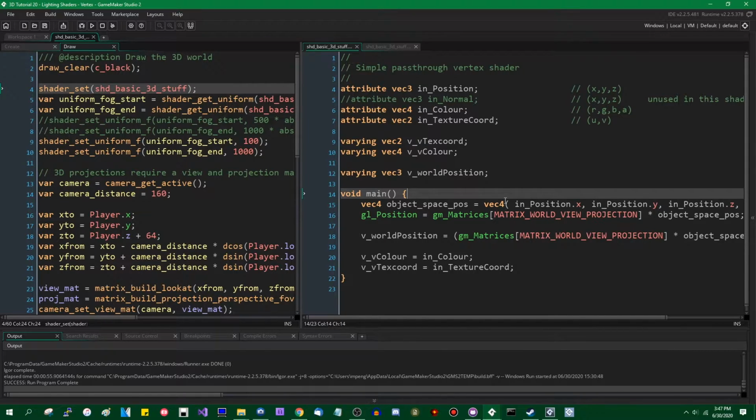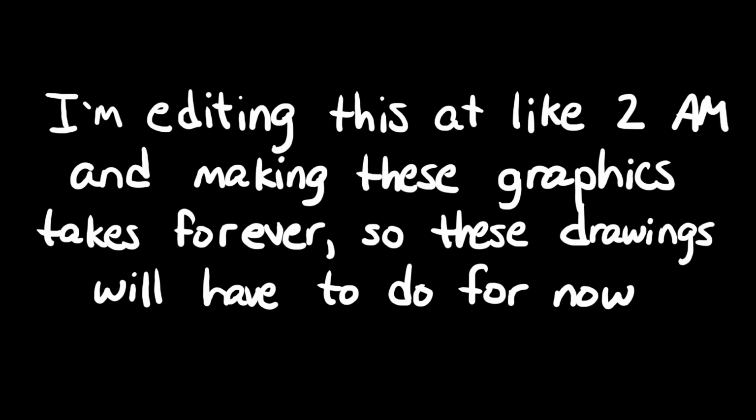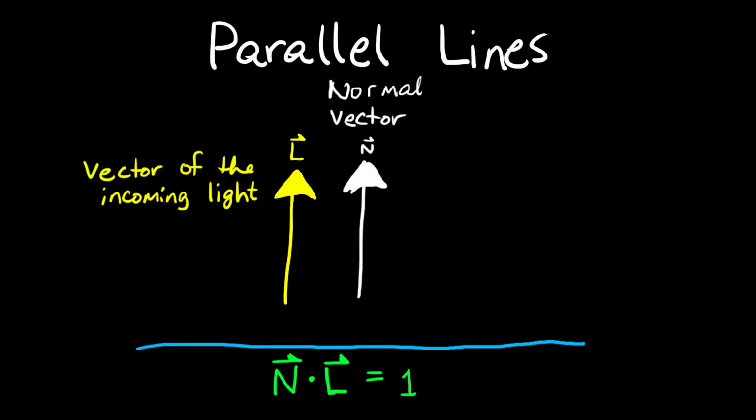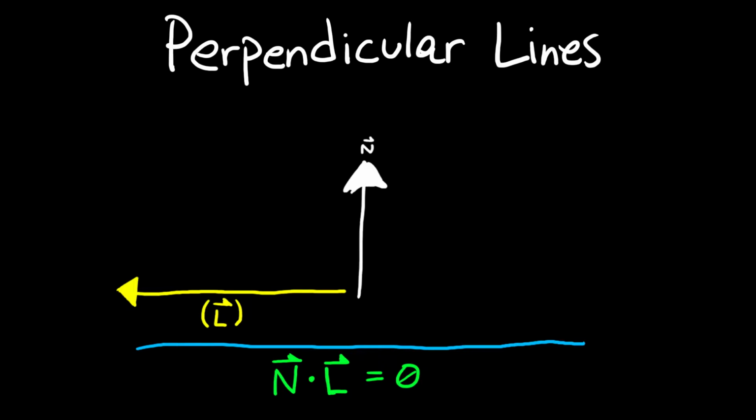Anyway, as I was saying, the dot product will return information about the relationship between two vectors, about the angle formed by two vectors. If the two vectors are pointing in the same direction like this, and I'll explain how this relates to 3D lighting equations in a minute, then the dot product between the two vectors is going to be 1. If the two vectors are perpendicular to each other, if they're at a 90-degree angle, then the dot product is going to be 0.